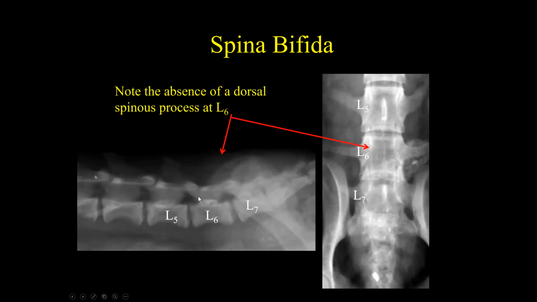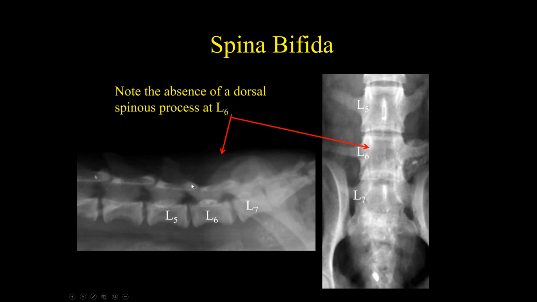Okay. So here is an animal that has spina bifida. Here's L5, here's L6, here's L7. L5 has a dorsal spinous process. L6, I don't see one. Here's that little diamond on the end-on view that we can see on the VD view of L5. So this here is an end-on view of this dorsal spinous process looking down at it. And we can see it here.